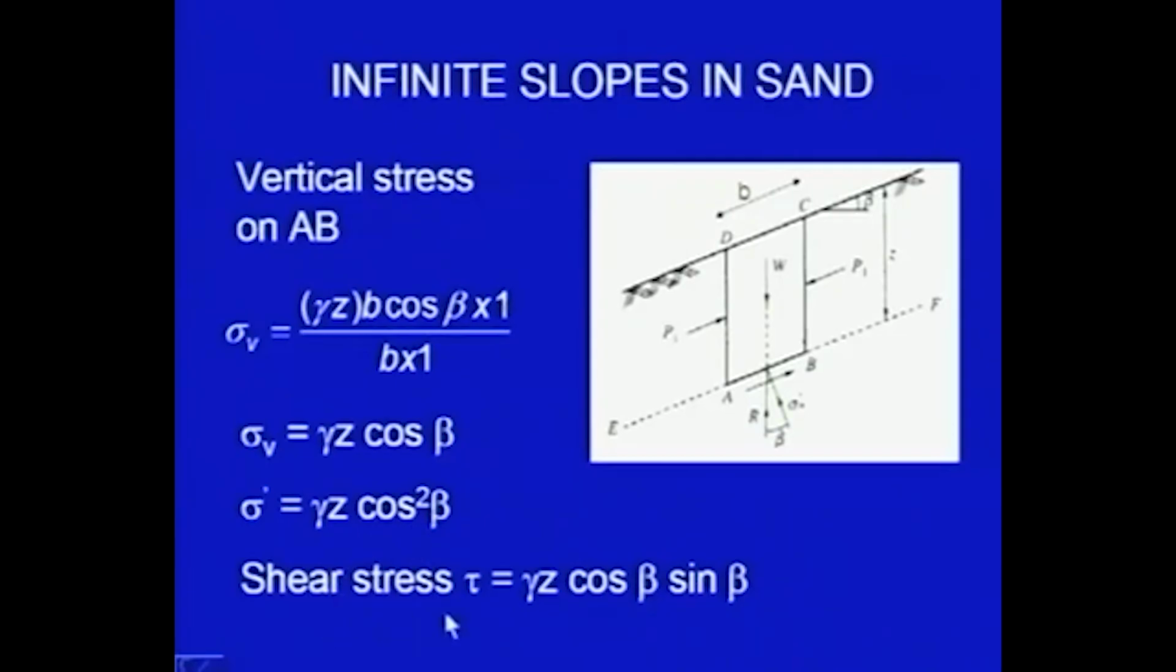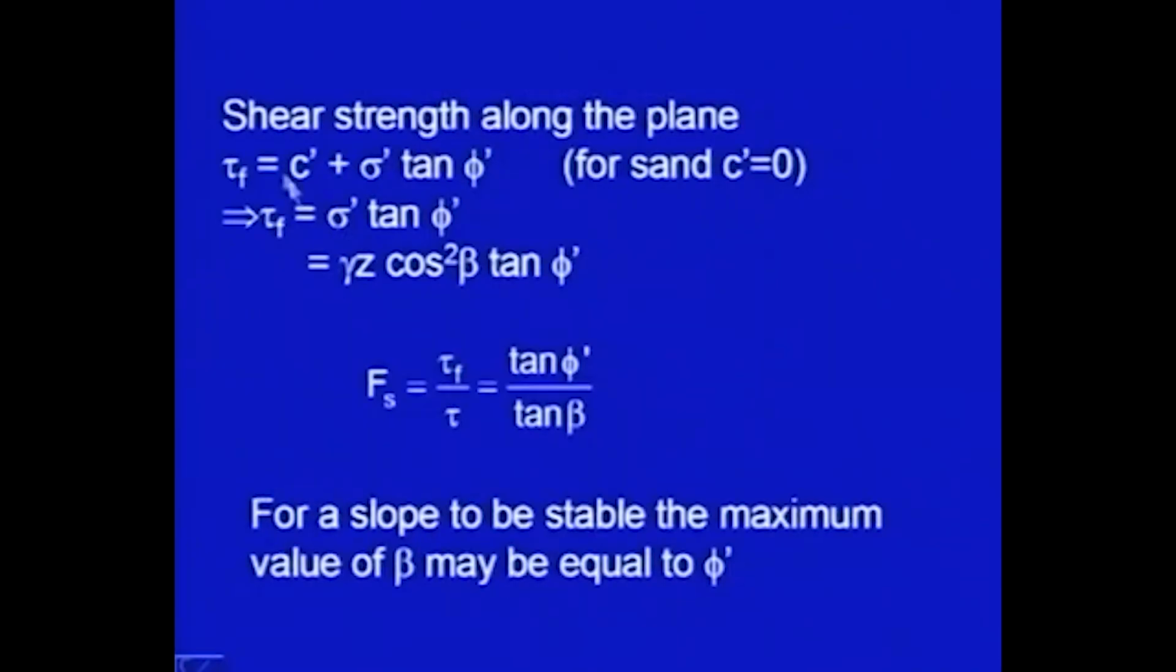Now we have got the shear stress on this plane, we have got the normal stress on this plane. Let us get the shear strength along this plane. As I told you, shear strength is the maximum strength which will be available. So, tau f will be equal to c dash plus sigma dash tan of phi dash, and we are taking the first example as the sand. So, c dash is equal to 0, as the sand's cohesion is 0.